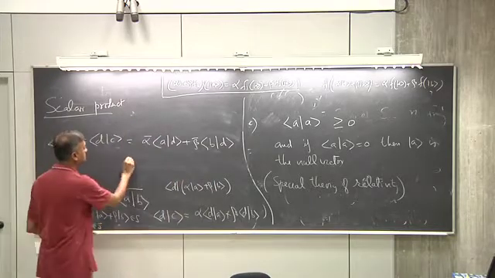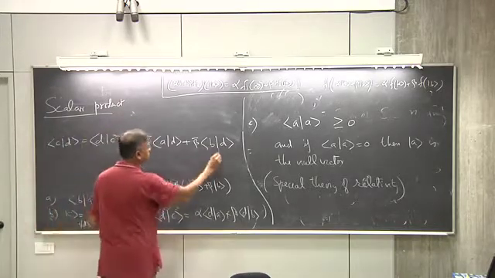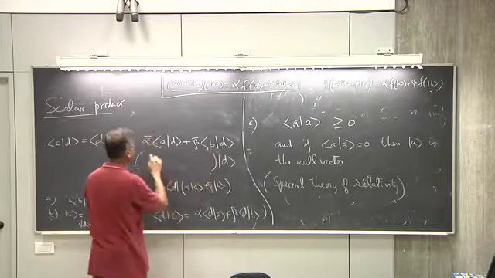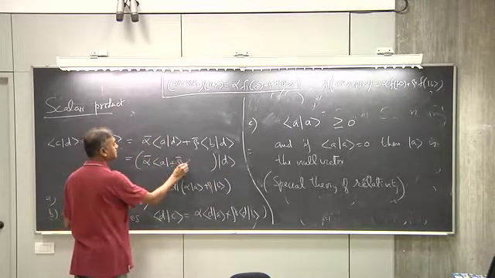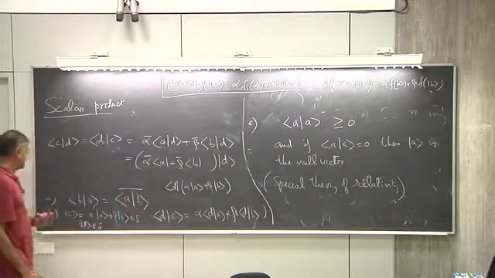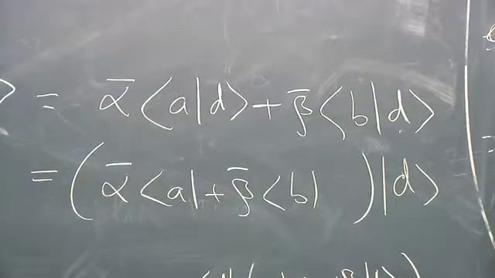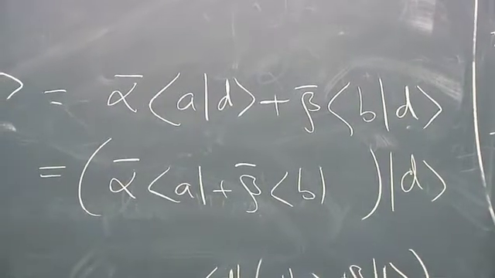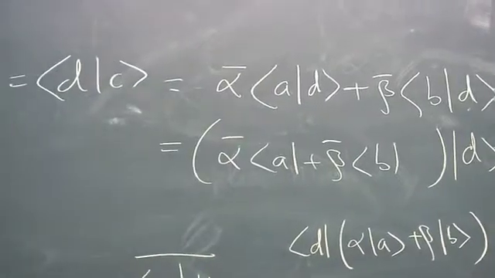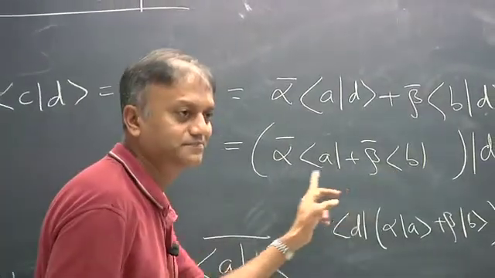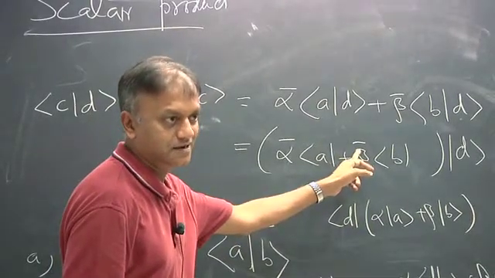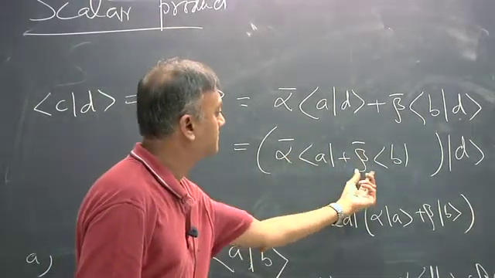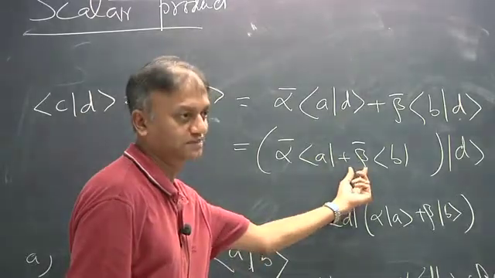Now you see, if I can take the D outside, then what we have inside is alpha bar A plus beta bar B. So in this argument, it is not linear. It is what is called antilinear. I mean, its coefficients have to become, you have to take the complex conjugate of the coefficients.